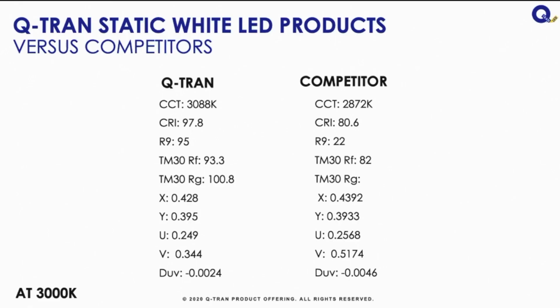So we're taking a quick look at one of QTran's static white LED tape versus one of our competitors. As we can see, for the CRI values between the two, QTran is at 97.8 versus an 80.6 for our competitor. The R9 values are a huge change. QTran is a 95 out of 100, but our competitor is only a 22 out of 100. The TM30 fidelity information, 93 versus 82. And the gamut index for QTran is 100 versus our competitor is actually 0. We were unable to find this, so we apologize for that typo.